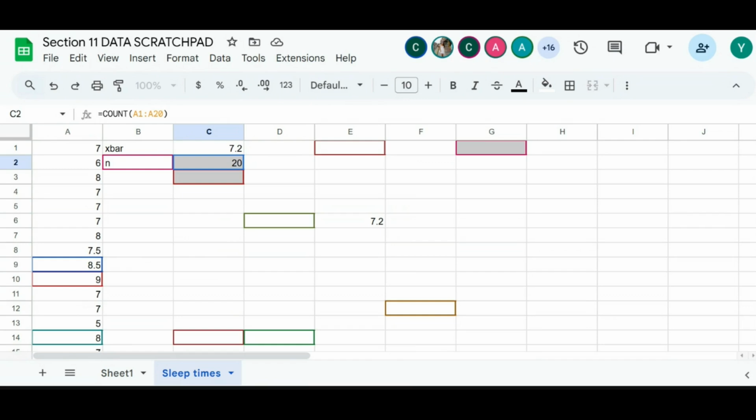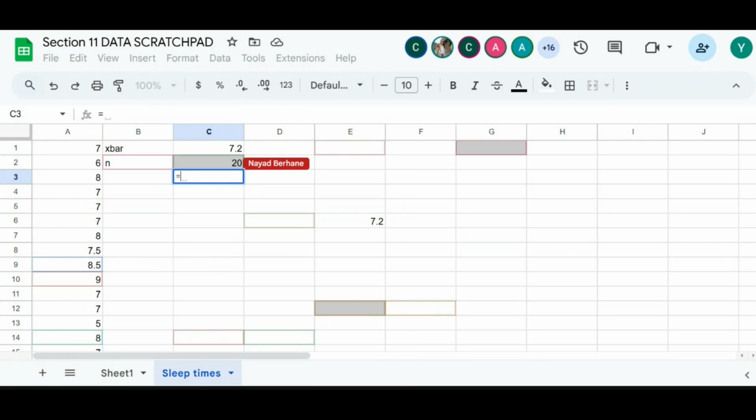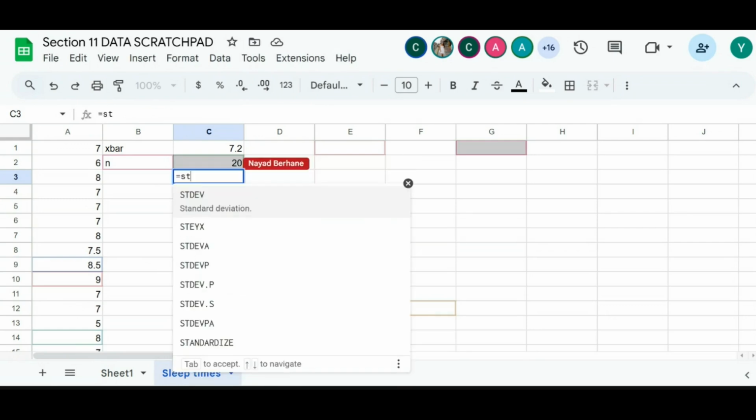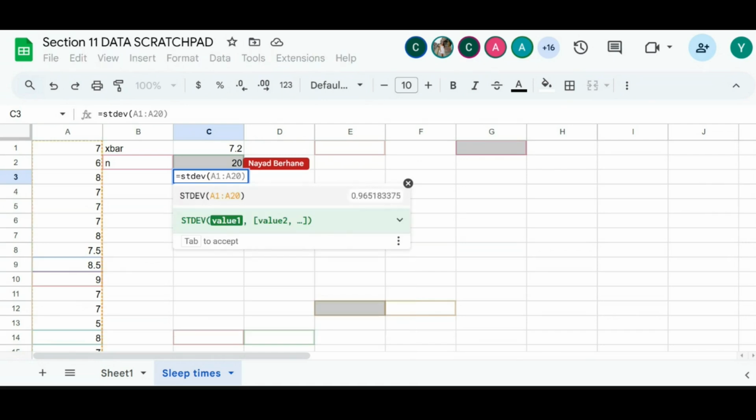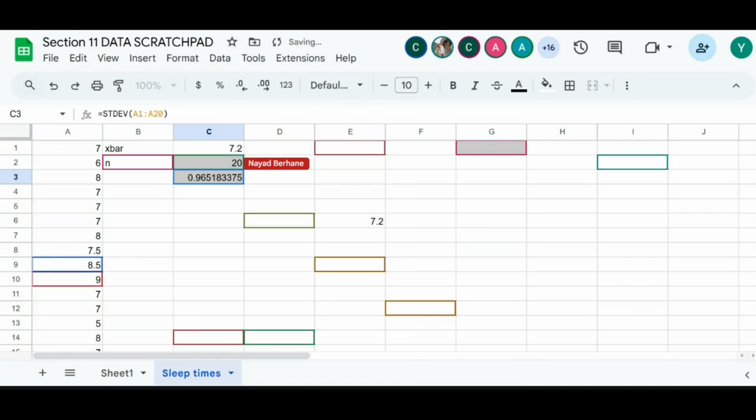The other number I want to introduce is the standard deviation. Don't you want to know the standard deviation of the sleep times? How do you find it? You go to equals, a formula, and you do STDEV. STDEV gives you the standard deviation. Don't ask me why, these are built-in function names. You have to follow them.